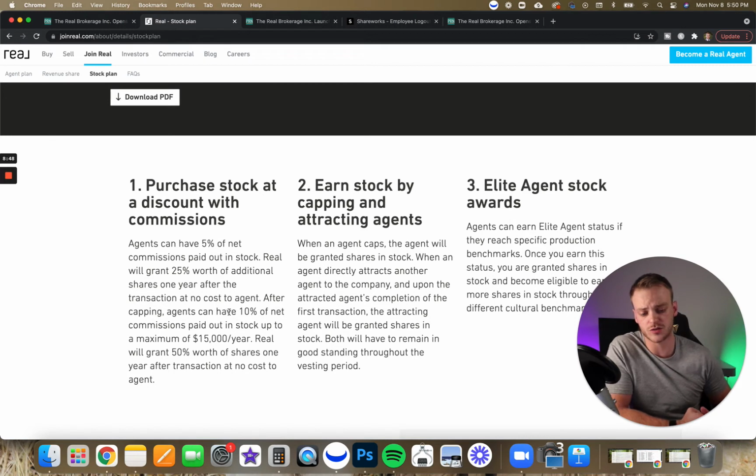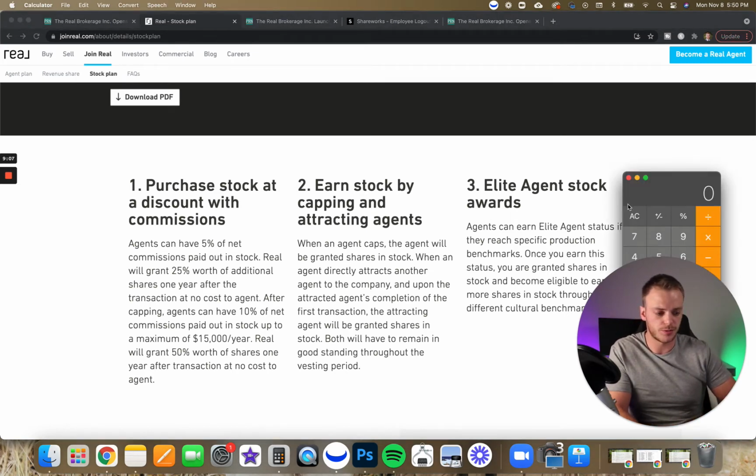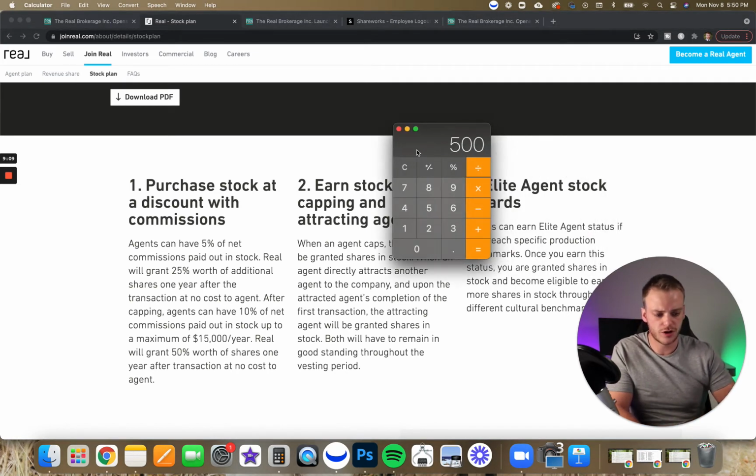So what this basically means is, if you purchase stock with 5 or 10% of your commission, you're going to get additional shares just for holding on to those for at least 1 year. Let's say you take that $500, and right now let's say the share price was at $2. Well, if you spend $500, let me just pull up my calculator here. You're going to spend $500 and you're buying shares at $2 a piece. That means you're going to get 250 shares of Real Broker.